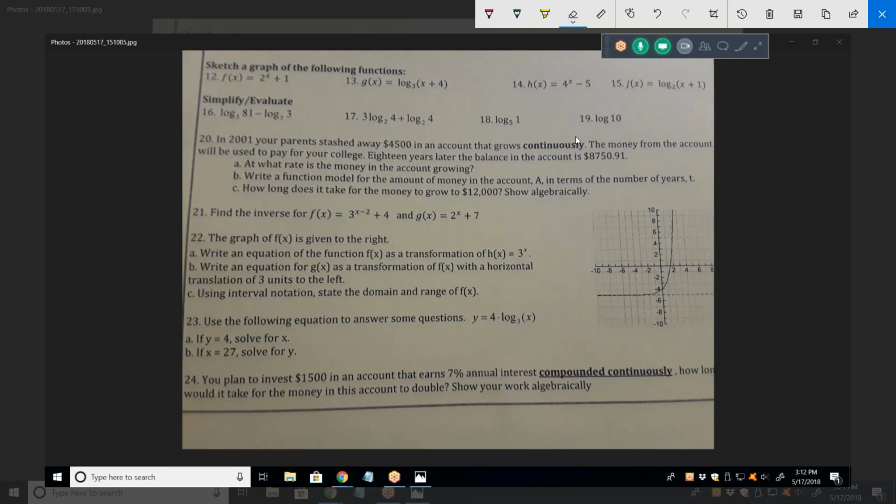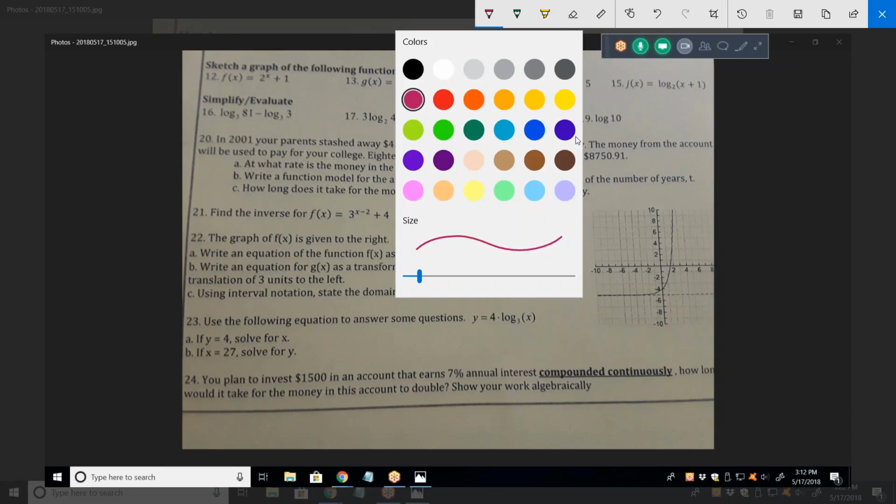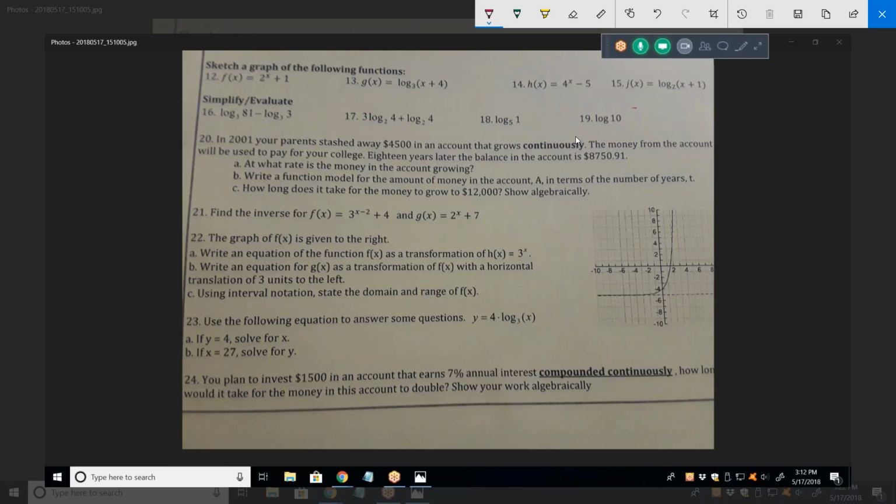Any number to the 0 power is equal to 1. So that's true regardless of the base. Log base 17 of 1 is also 0. So the log of 1 is always 0. It's 1. Good.